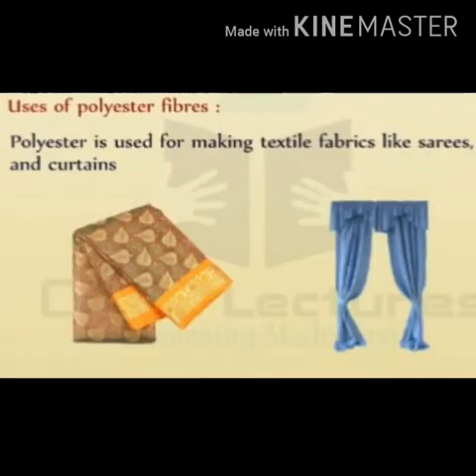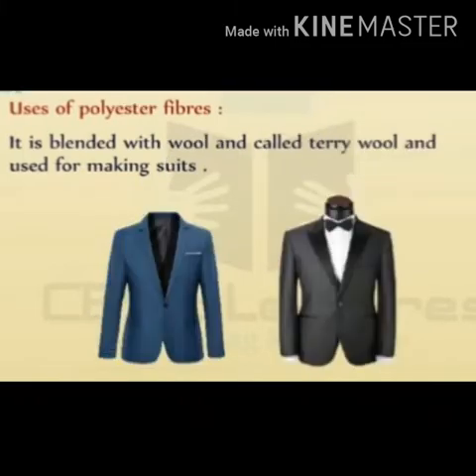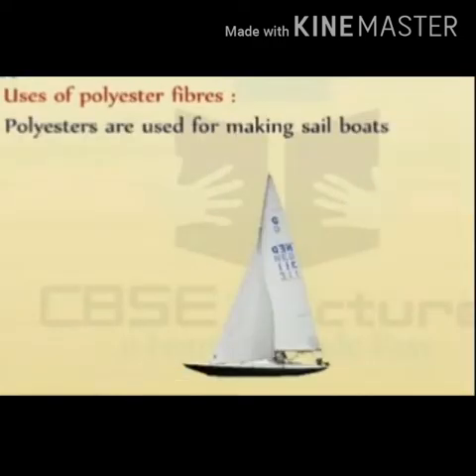Uses of polyester: it is used for making textile fabrics like saris and curtains. It is blended with cotton and called terracotta, which is used for making shirts, trousers and other dresses. Another use is blended with wool, called terry wool, and used for making suits. Polyester is also used for making sailboats.